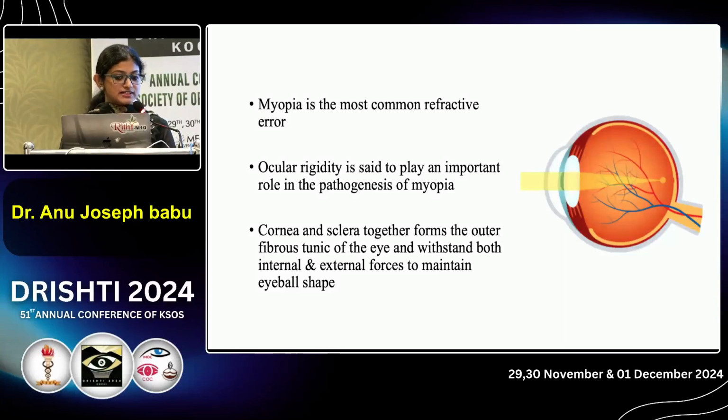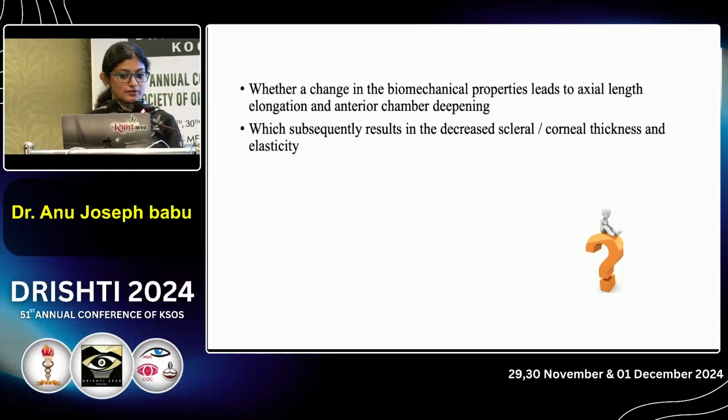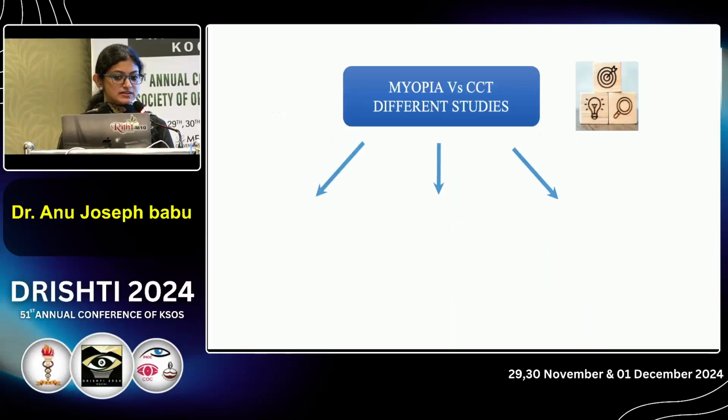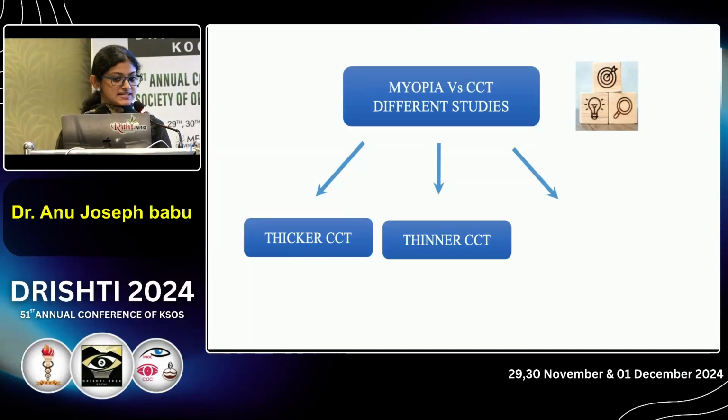Cornea and sclera together form the outer fibrous tunic of the eye and withstand both internal and external forces to maintain eyeball shape. Whether a change in the biomechanical properties leads to axial length elongation and anterior chamber deepening, which subsequently result in decreased scleral or corneal thickness and elasticity, remains controversial. There are various studies comparing myopia and central corneal thickness, and different studies show different results. Some studies show a thicker CCT in myopia patients, some show a thinner CCT in myopia patients, and yet another study shows that there is no correlation between myopia and central corneal thickness.